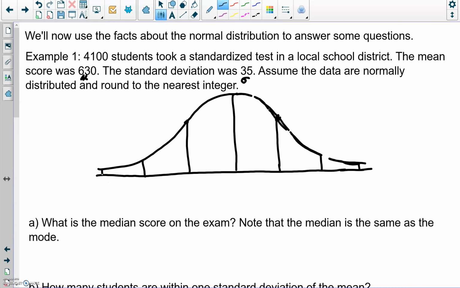So what I want you to do is pause this video, use the mean, use the standard deviation that was given, and fill in the bottom with the numbers, and then fill in the percents that are supposed to be there. So go ahead and do that.